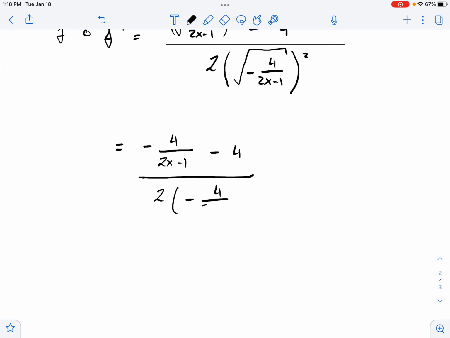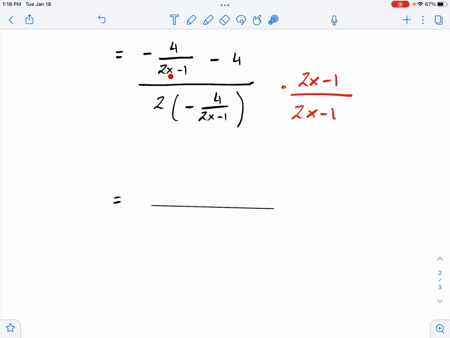So by doing that, I get this is equal to, in my numerator, negative 4 over 2x minus 1 times 2x minus 1 is just going to be negative 4, minus 4 times this, so I'll just write that as minus 4 times 2x minus 1. And in my denominator, I have 2 times negative 4, which is negative 8. My 2x minus 1 and 2x minus 1 here will cancel, so I will have negative 8. And so, working this out, I get minus 4. Down here I have minus 8.